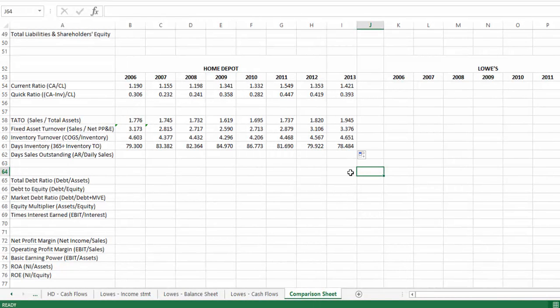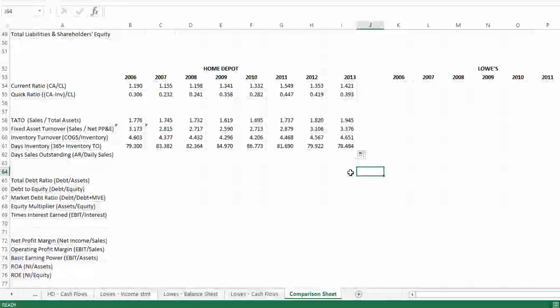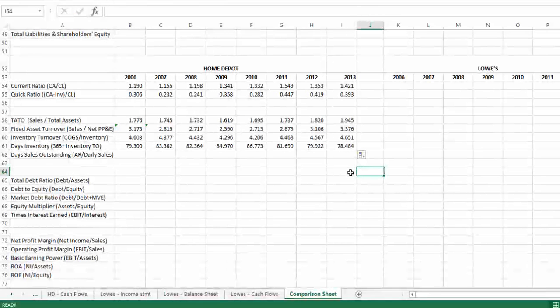So the days inventory ranged around 79 to 86 days over the course of that 8-year period, and we ended up in 2013 about where we started, a little over 78 days to sell through the inventory.